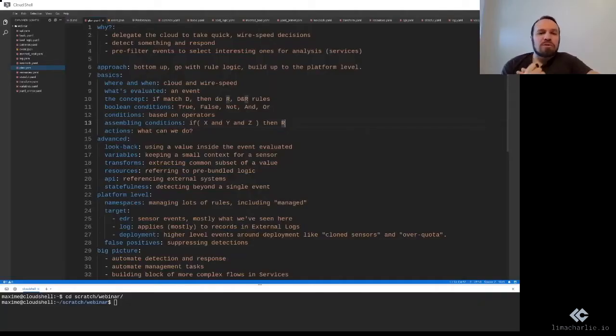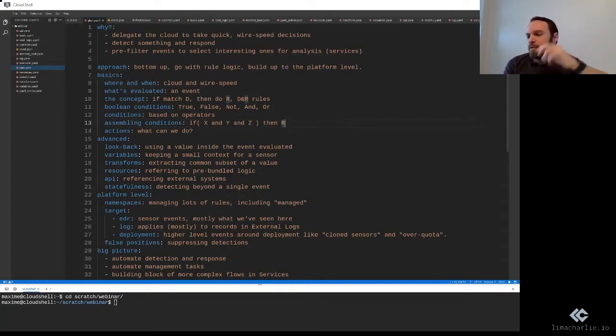What are DNR rules for? So DNR, detection and response, but in reality, those are rules that are used for a bunch of different purposes in LimaCharlie. So the basic part of this is to delegate to the cloud some bits of logic. So that's why we've often compared it to things like Cloud Functions or AWS Lambdas.